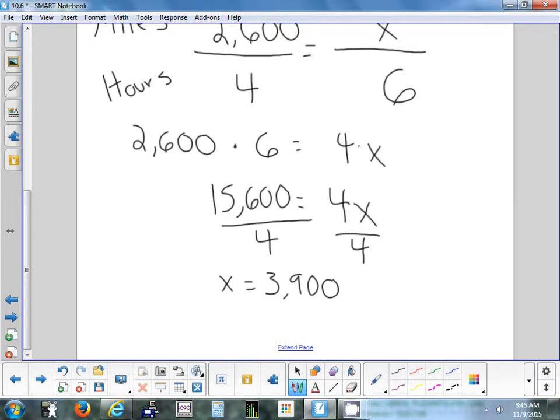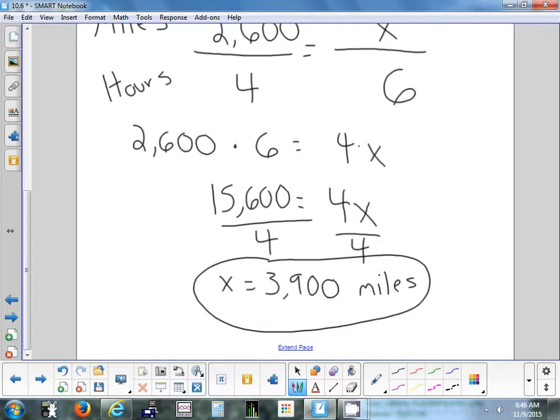3,900 what? Miles, right? So I'm solving for miles in this one. Make sure you label. This is going to be miles. So 3,900 miles. So again, for these guys, you're setting up your proportions. Stuff that you've done before, right? Everybody good with this? All right, let's try the next one.